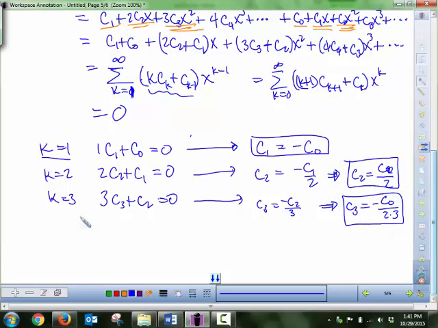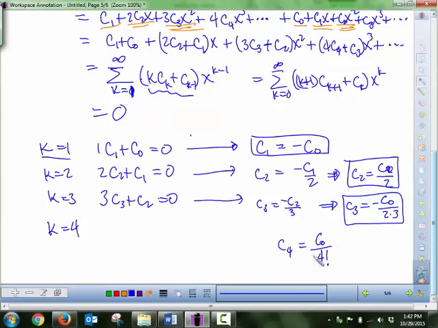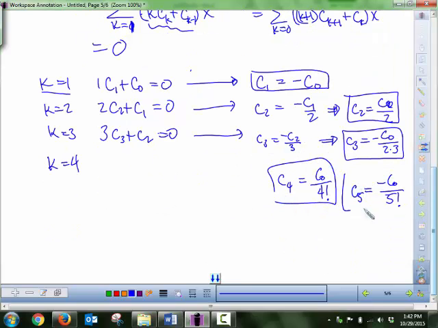Now, if we haven't yet figured out the pattern, we can continue just trying a couple more to see if we eventually get the pattern. But if you do get the pattern, c sub 4 should equal what? Positive c sub 0 divided by 2 times 3 times 4, right? And c sub 5, negative c sub 0 over 5 factorial. Okay? All right, so now that we've gotten a good handle on the pattern, let's plug that into our solution. Our solution is supposed to be this.